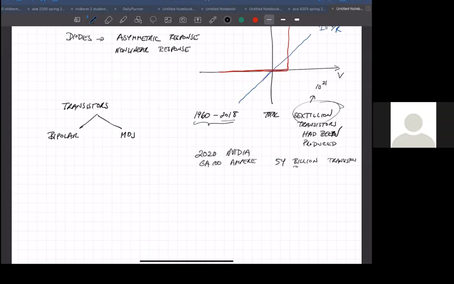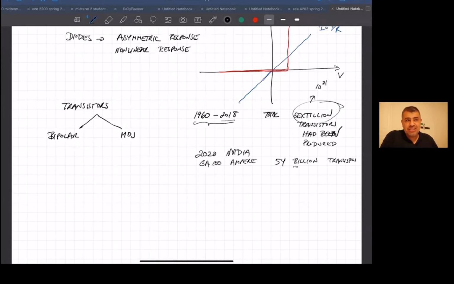Was that the 3080 or the 3090? I don't know. These are just numbers I picked up from the web. That's incredible. Yeah, it is crazy. It is insane, 54 billion. That's pretty crazy considering we still haven't even gone to quantum computing yet. We're still in traditional.